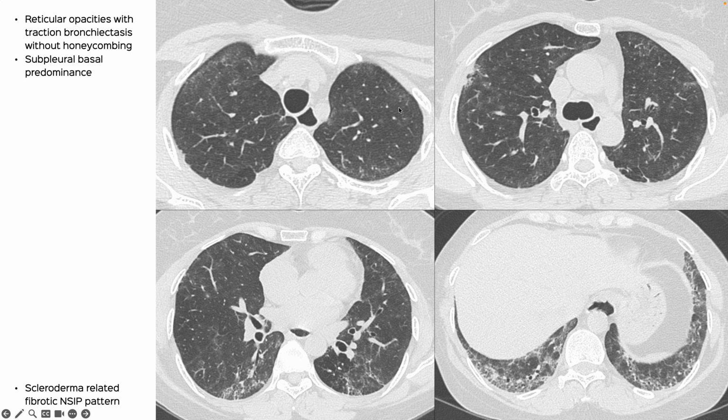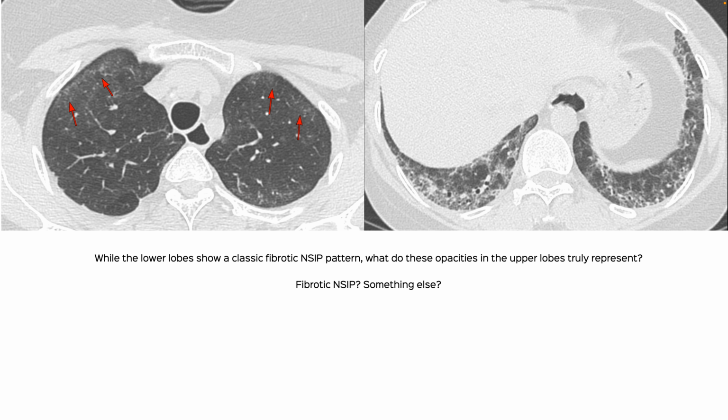This is the CT. You see reticular opacities, temporal spatial homogeneity, subpleural basal predominance, traction bronchiectasis, no honeycombing. And this is a classic NSIP pattern. So this is scleroderma related fibrotic NSIP pattern. And so the lower lobes are classic NSIP.